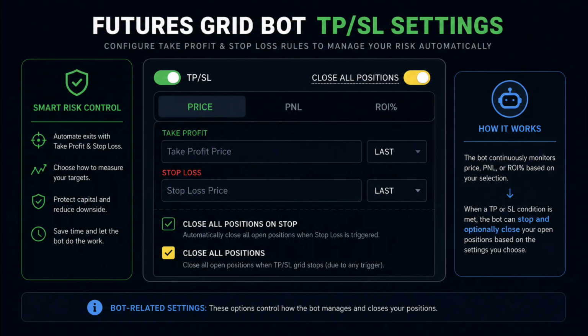Now, in futures grid bots, there are also extra TP/SL settings. These settings are not just about one manual trade. They can decide what happens to the bot and to the open positions when a stop condition is triggered. One important option is close all positions on stop. This means that if the bot stops because of a TP or SL trigger, the open positions should also be closed. If this option is disabled, the bot may stop, but some positions may remain open. Then you may need to close them manually. This is very important to understand. A bot stopping does not always mean every open position is closed.